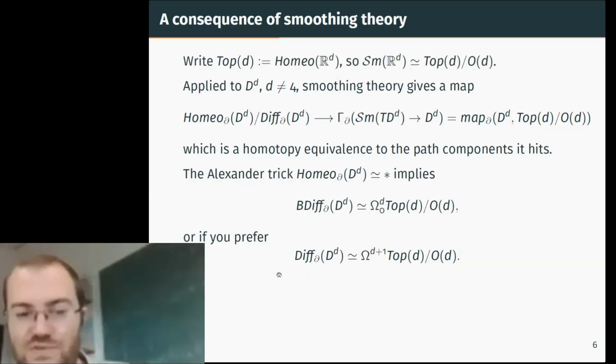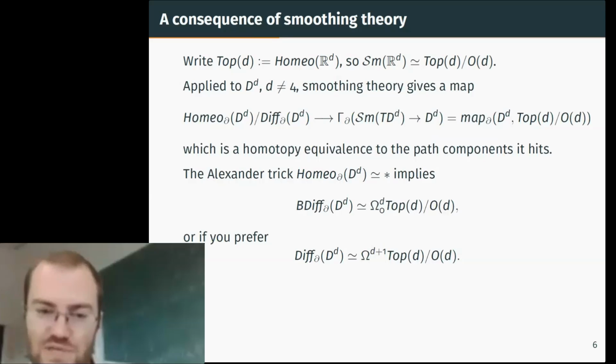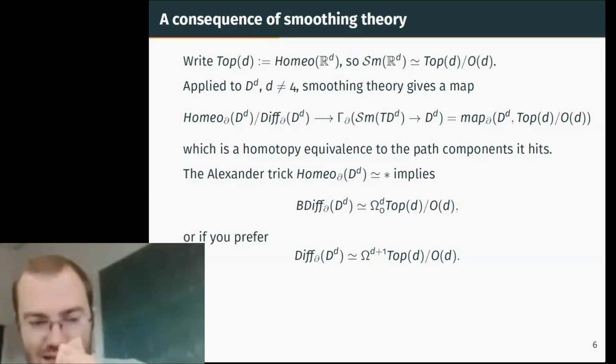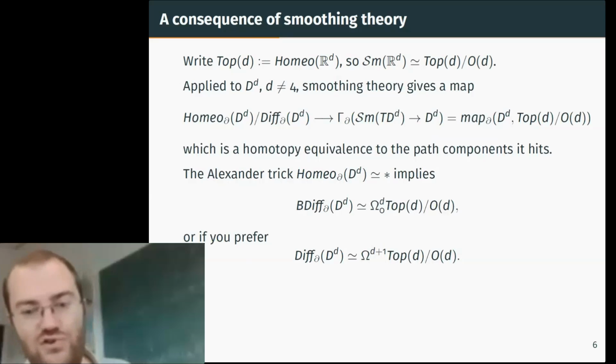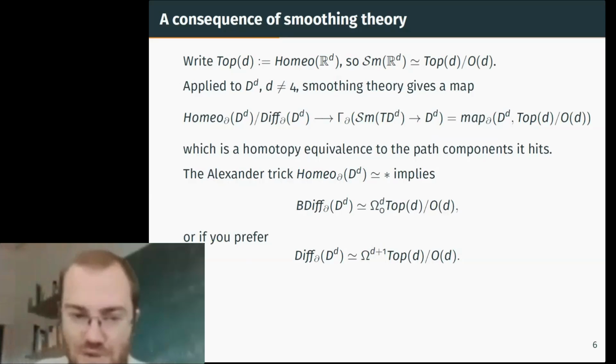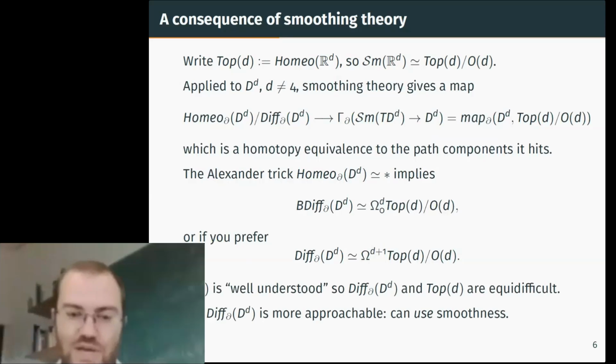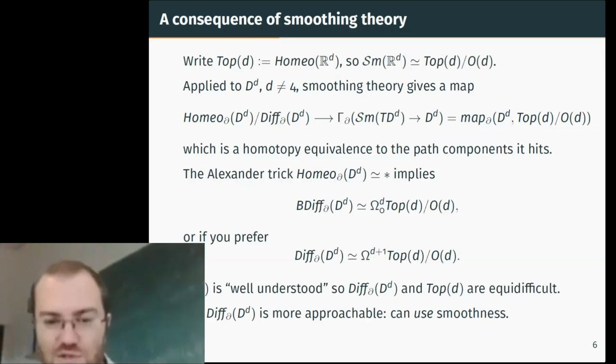And if you like, you can loop this one more time, and you can say the group of diffeomorphisms of the disk is the D+1 fold loop space of Top D mod O D. And as I tried to claim, the orthogonal group is a finite dimensional cell complex. It's a Lie group. We know very much about it. So you can consider it to be completely understood, but that means understanding diffeomorphisms of the disk is essentially equivalent to understanding homeomorphisms of Euclidean space, in the sense that they're related by this formula where the other term is known.